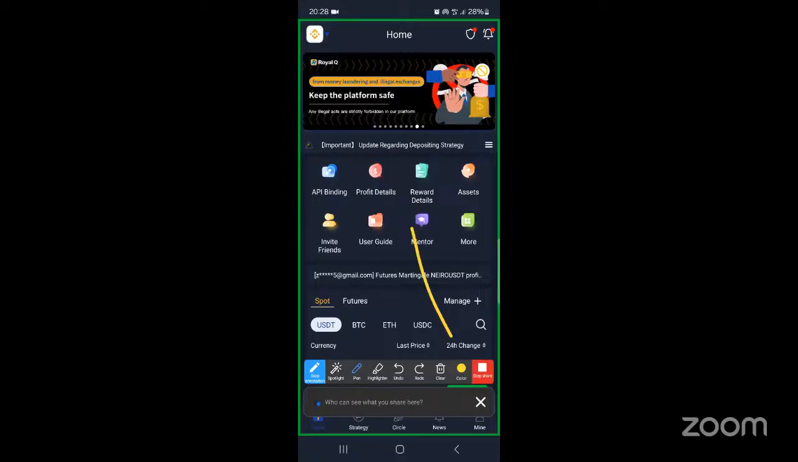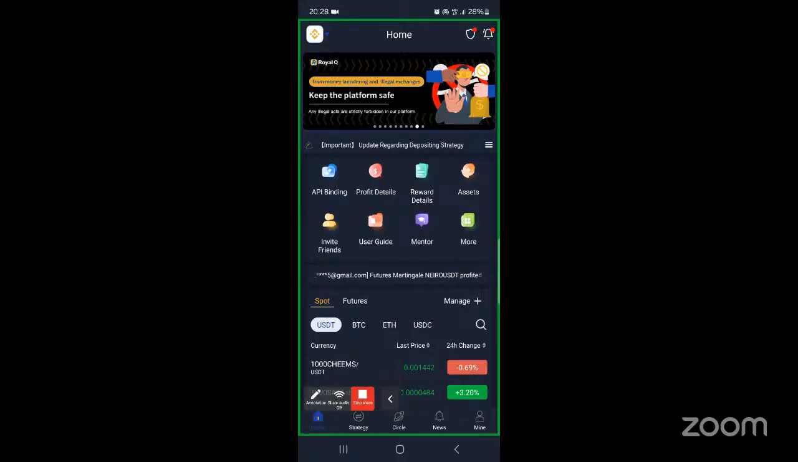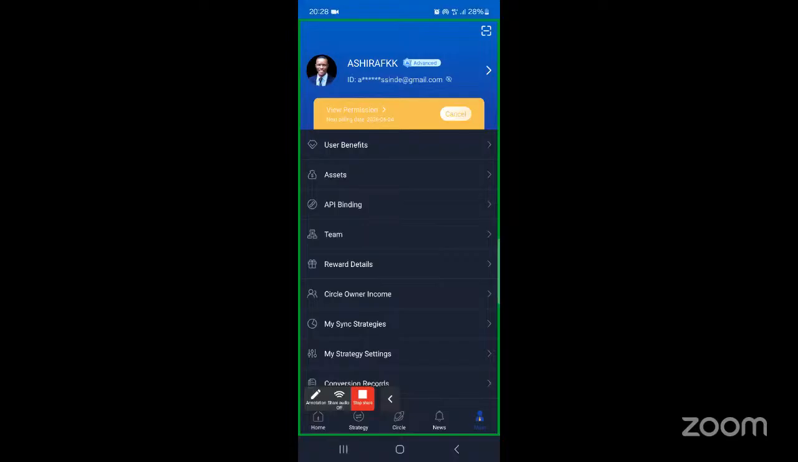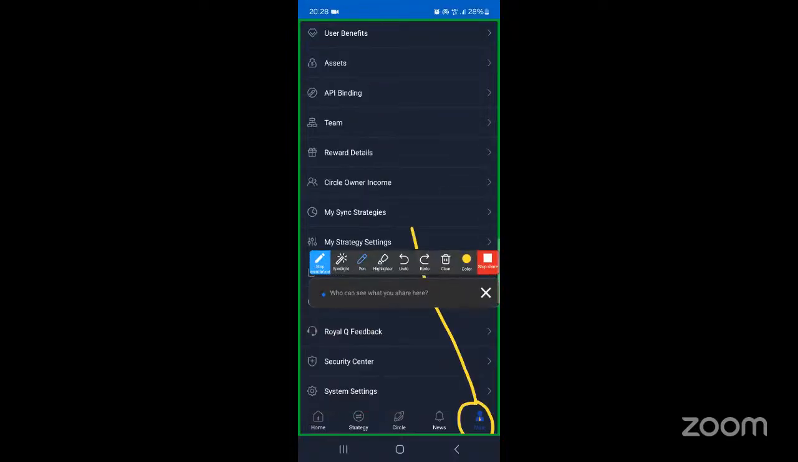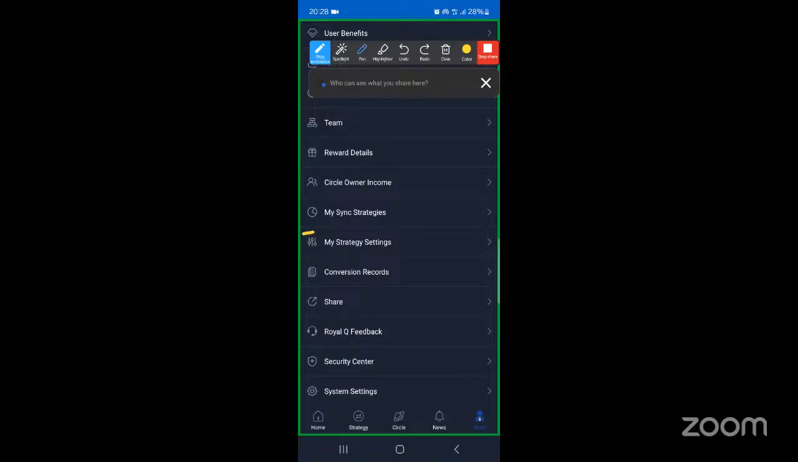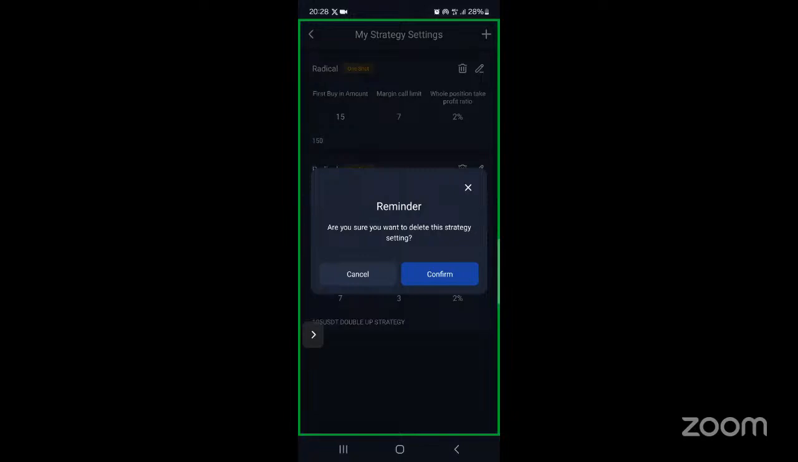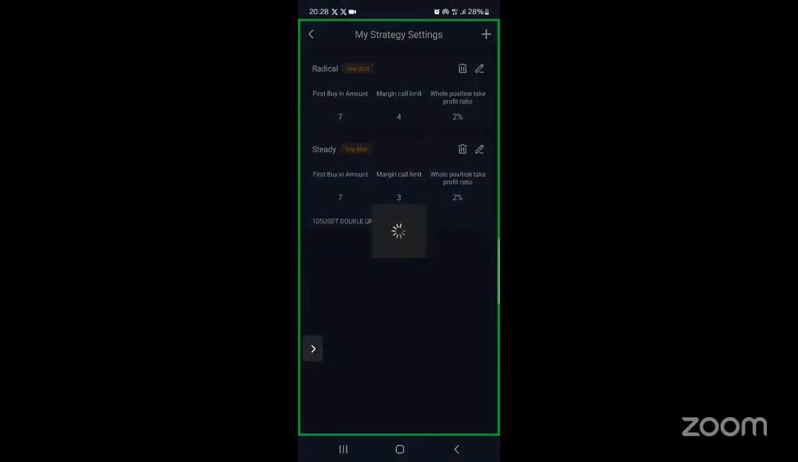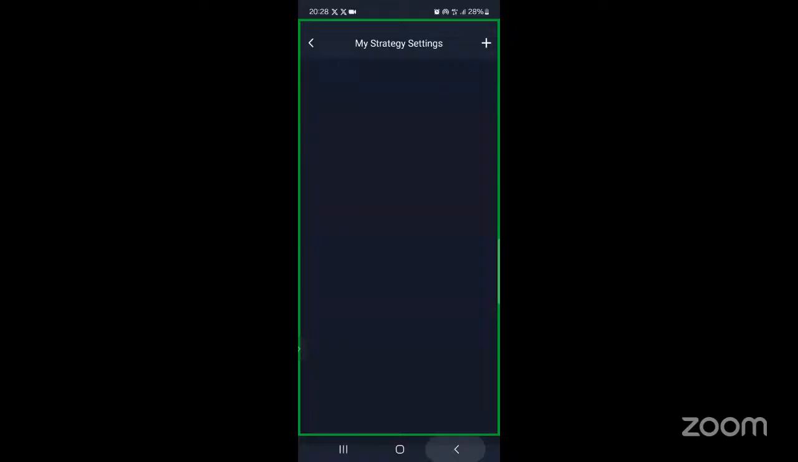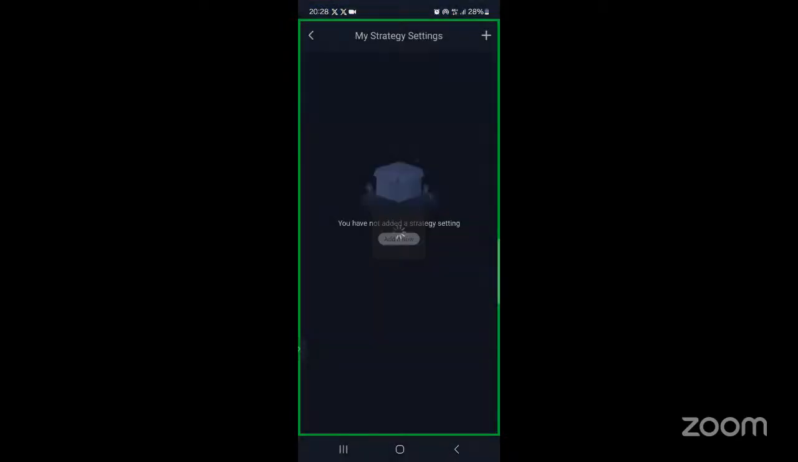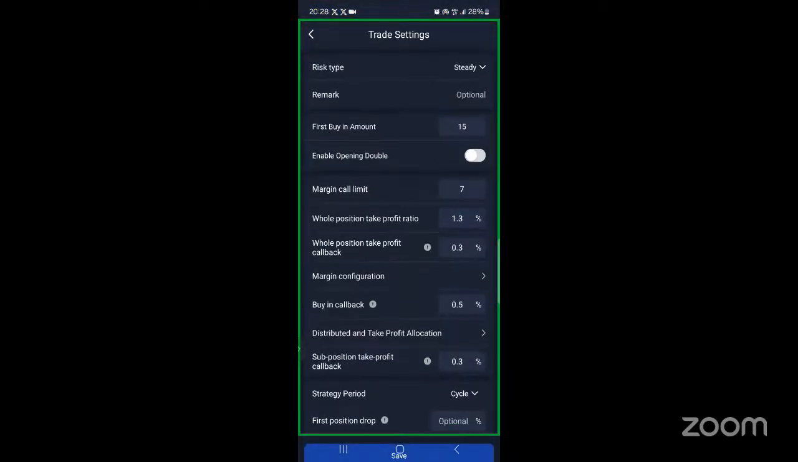I want you to tap for me here, down here. On your Loyal tool, you tap on My Strategy Settings. What are we going to do here in My Strategy Settings? We are going to set your strategy, to keep it in, to have it in. So I'm going to delete this so that we can have a plain page. It looks like this. So you tap on add it now.